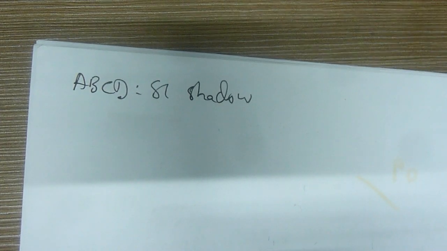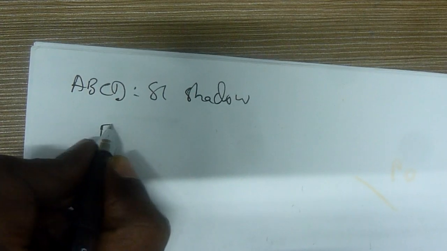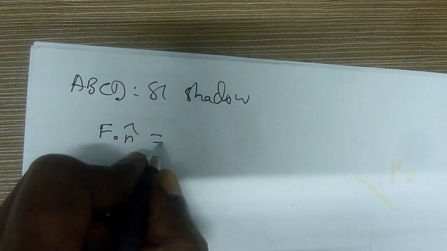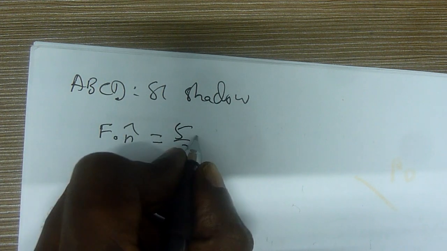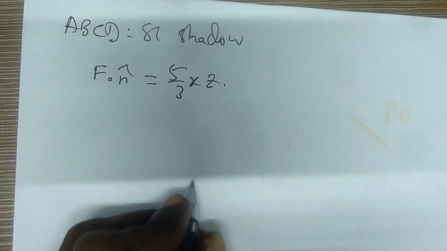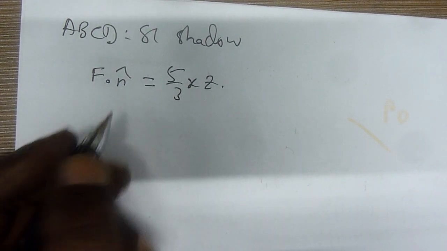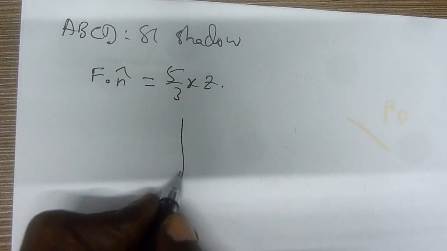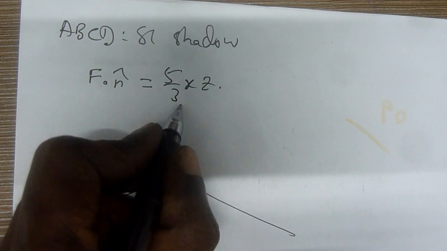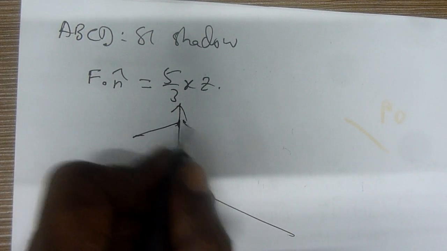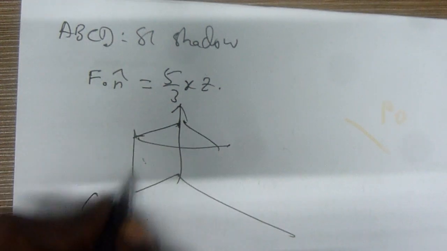Okay, for the shadow, again, we know from the beginning 5/3 xz. For the shadow we're going to use that. This is Fn, we calculated already. Now we're going to use the shadow portion here. Okay, you see how we are going to use the shadow.